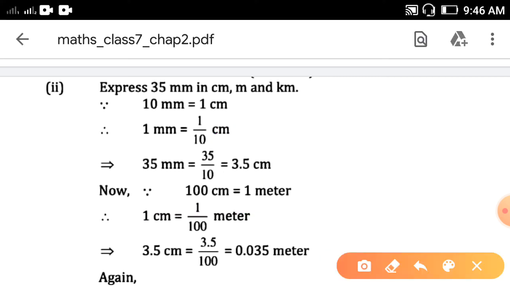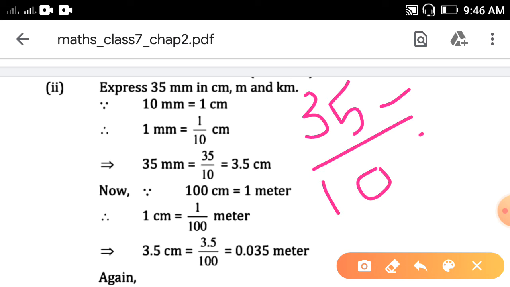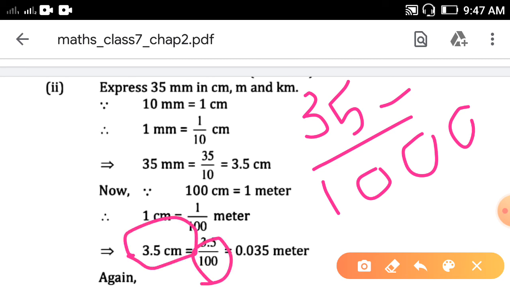Why have I said 1000? Because if you convert 35 directly from millimeter to meter, then you have to divide by 1000. But if you want to convert from centimeter to meter, then you have to divide by 100. And here they have converted from centimeter to meter, that's why 100 is taken.